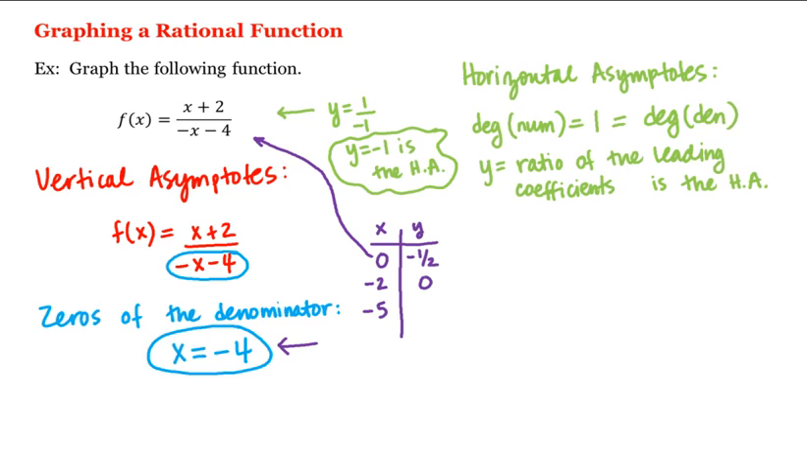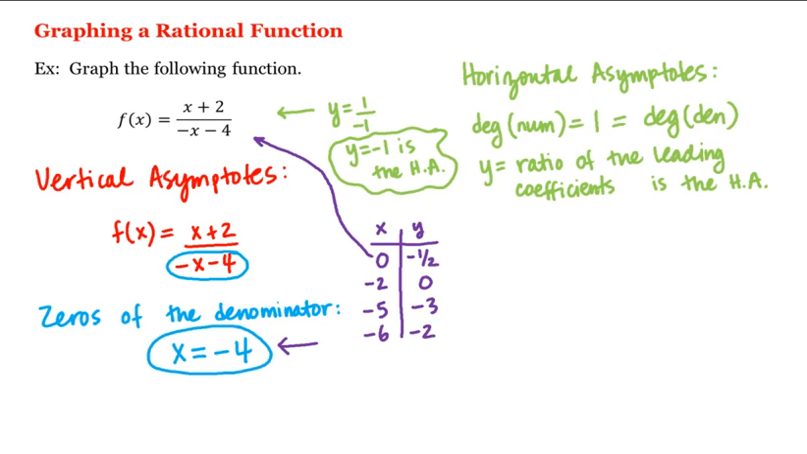And when x is equal to negative 5, we have y is equal to negative 5 plus 2, which is negative 3, divided by negative 5, which is 5, minus 4, which is 1. So the ratio would be negative 3. And when x is equal to negative 6, we have y is equal to negative 6 plus 2, which is negative 4, divided by negative 6, which is plus 6, minus 4, which is 2. So we have negative 4 divided by 2, which is negative 2.